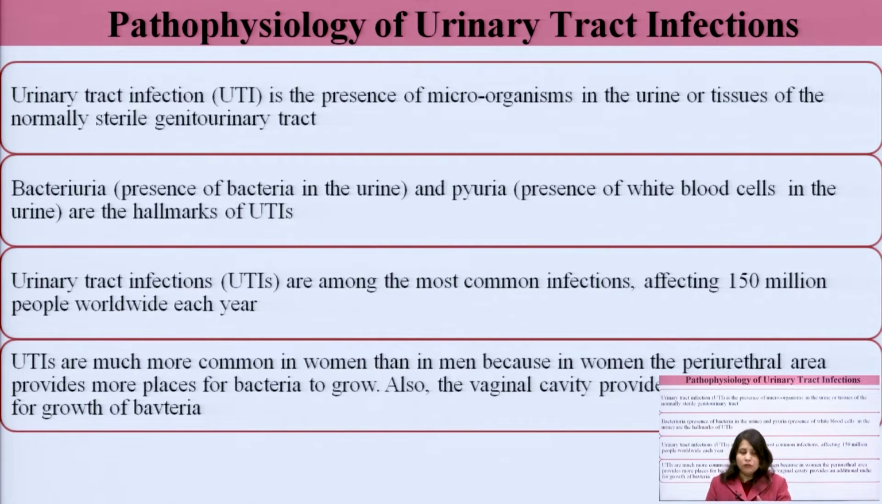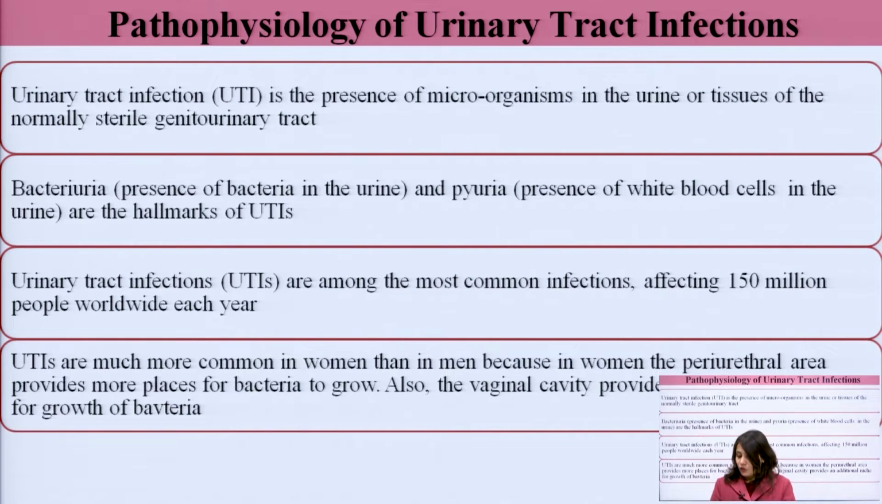So in the urine, bacteriuria is the presence of bacteria in the urine, and pyuria is the presence of white blood cells in the urine, which we also call pus. The formation of pus, or the presence of white blood cells in the urine, are the hallmarks of urinary tract infections.